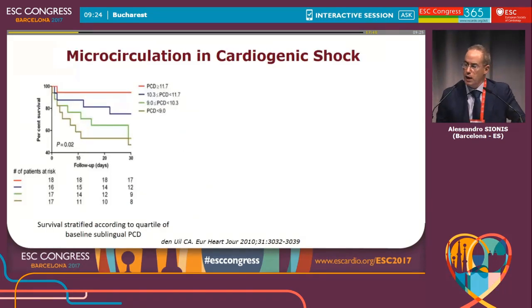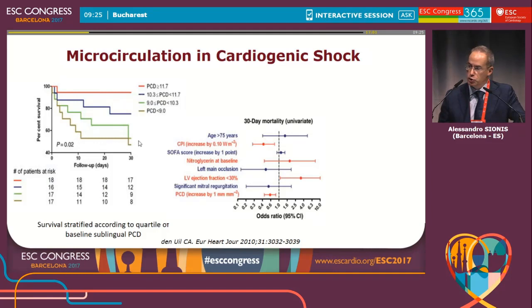So this is what we really like to look at, because what really has an impact on prognosis of patients with cardiogenic shock is the microcirculation. And I'm going to show you a paper that was published back in 2010. These are 70 patients with cardiogenic shock secondary to acute myocardial infarction. And what I'd like to show you here is that patients who had a better PCD, that's perfused capillary density, had the best prognosis, while patients who had a lower PCD had the worst prognosis.